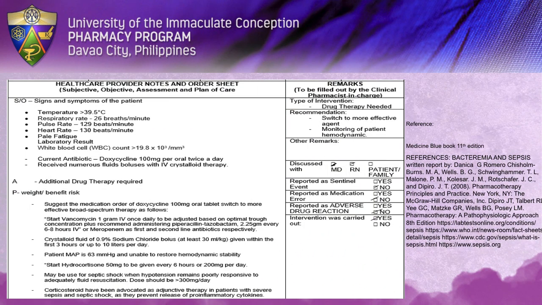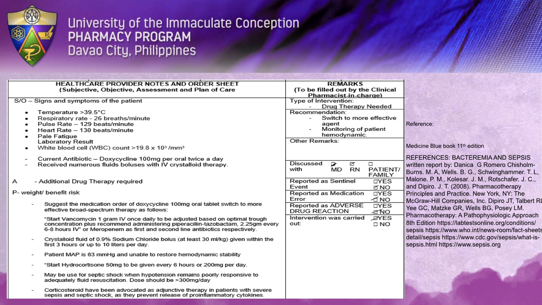Next one would be for the additional drug therapy. Signs and symptoms and laboratory results were used for the subjective and objective. Additionally, current antibiotic is doxycycline 100 mg per oral twice a day, and the patient received numerous fluid boluses with IV crystalloid therapy. For our assessment, additional drug therapy is required.